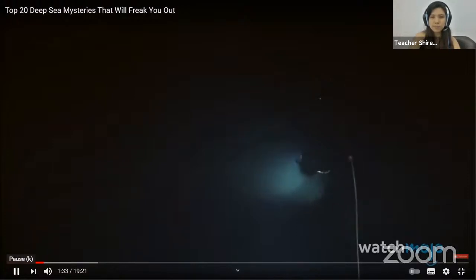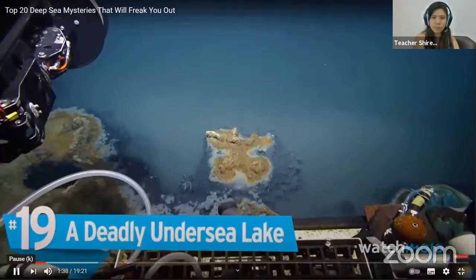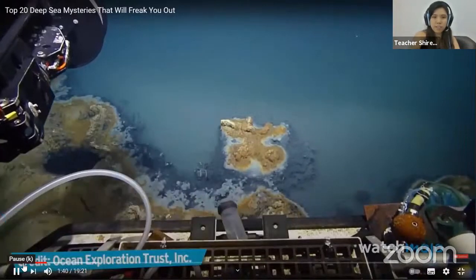From the northern Gulf of Mexico, we are diving on a shipwreck. Number 19, a deadly undersea lake. So there's a dead amphipod. That's what we mean by the jacuzzi of despair.